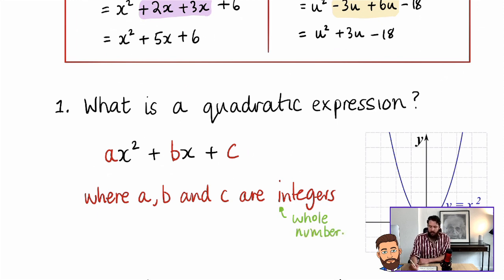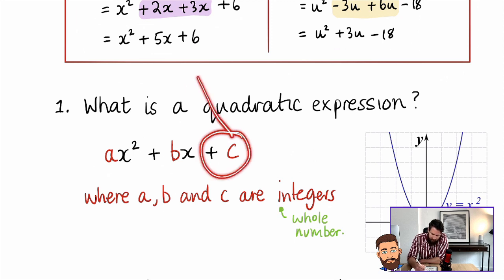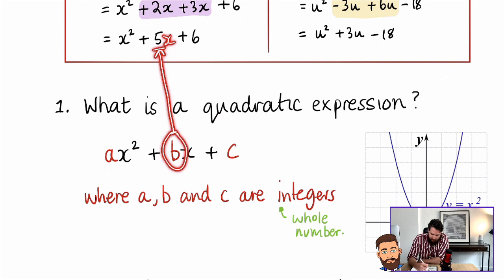And we can see that, can't we? If we look at this one here, x squared plus 5x plus 6, what would C be in this case? C would be the 6. Okay? C is the 6. What would the B be? Well, the B is in front of the x. What's in front of the x here? 5. So B in this case would be 5.